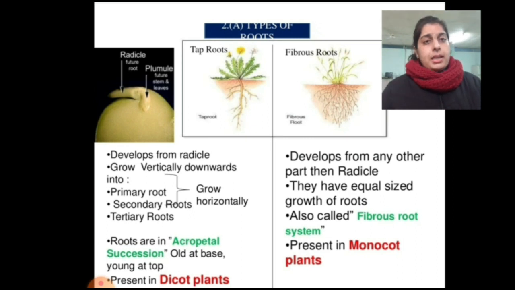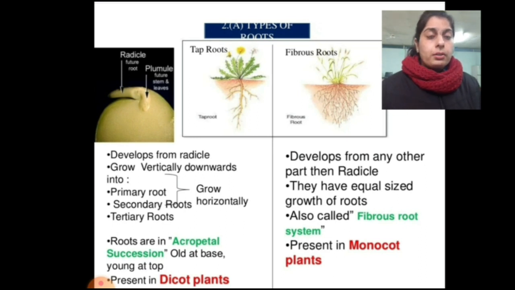Taproots are present in dicot plants, whereas fibrous roots are present in monocot plants. Taproot shows acropetal succession, which means the old root is present at the base and the young root is present at the top. This kind of succession is not present in fibrous roots. Taproot is present in sunflower and many higher plants, whereas fibrous roots are present in wheat, maize and sugarcane. So this is the difference between taproot and fibrous root.